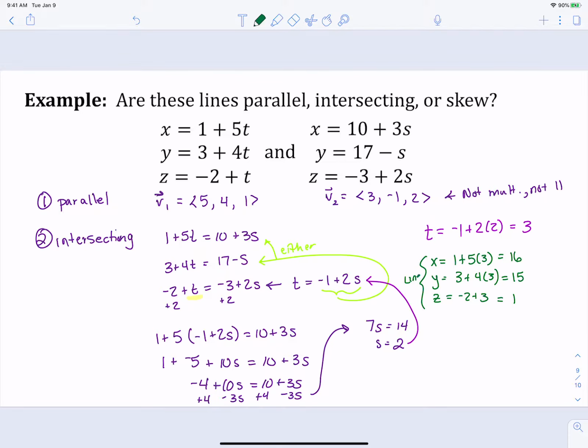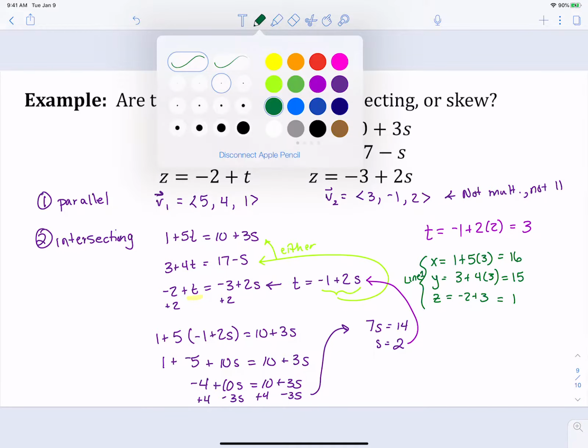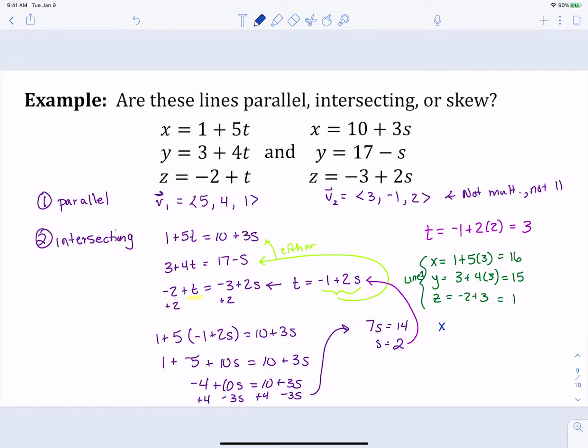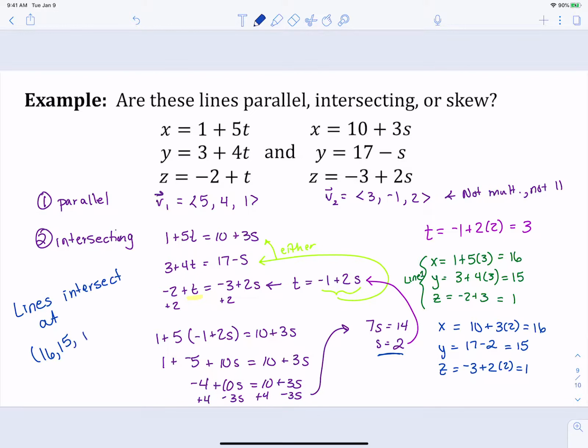So this is our line 1. Then let's see what happens when we plug these into line 2. What happens when s is 2? We hopefully will get this exact same point that we got when t was 3. So we're plugging in 2 for s in all of our points here. So wow, lo and behold, that's 16, that's 15, and that's 1. So these two lines intersect at the point (16, 15, 1).